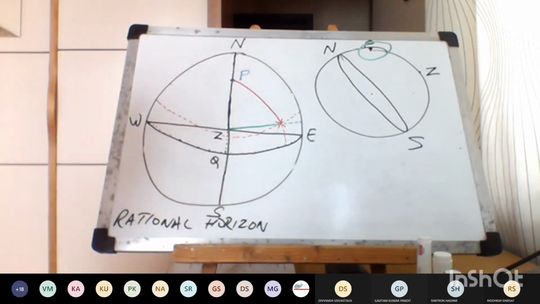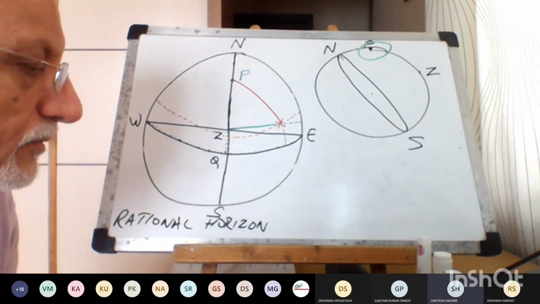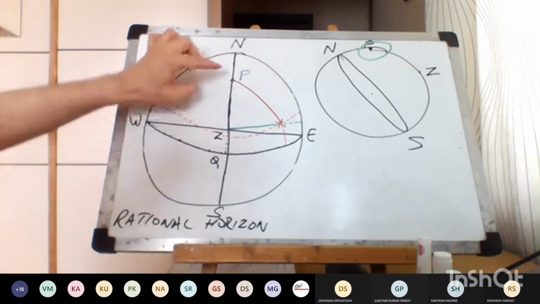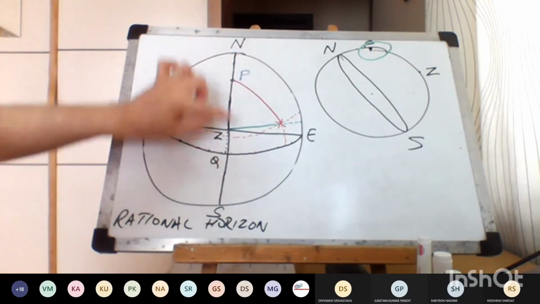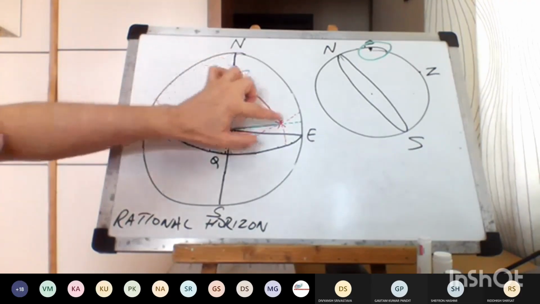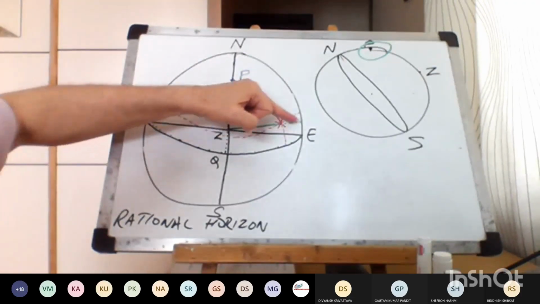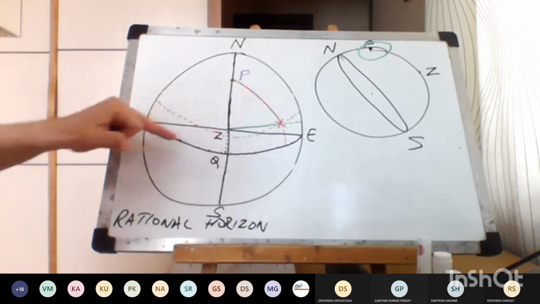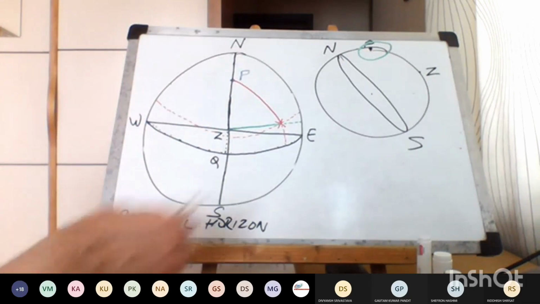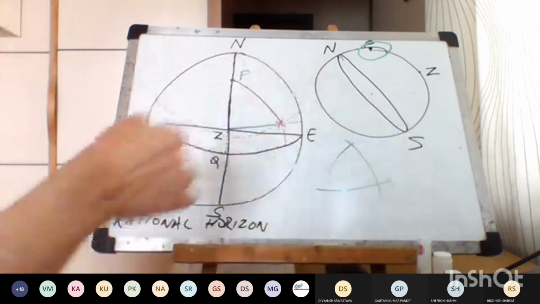ये कौन सा ट्रायंगल है? प्लेन ट्रायंगल है या स्फेरिकल ट्रायंगल है? Spherical. Because they are all three great circles. This is the meridian passing through the observer, it is a great circle. This is the meridian passing through the body, it is a great circle. This is the vertical circle passing through the body, it is a great circle. So when three great circles meet, you get a spherical triangle.